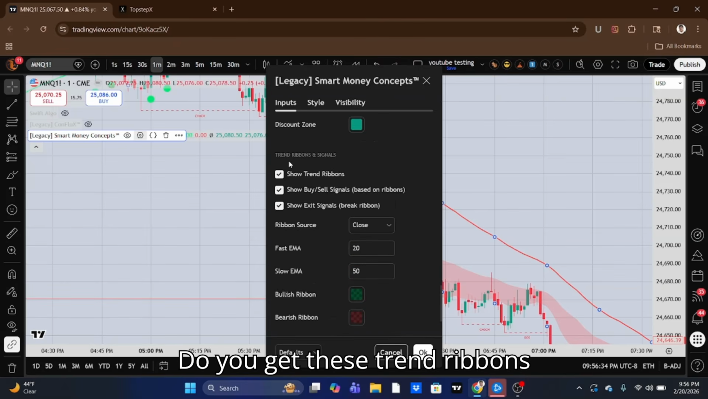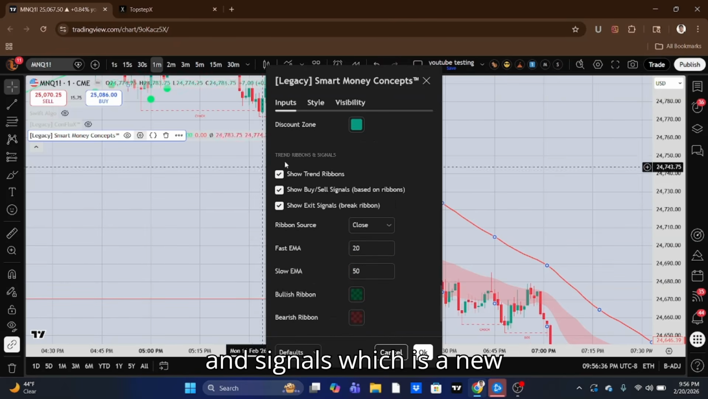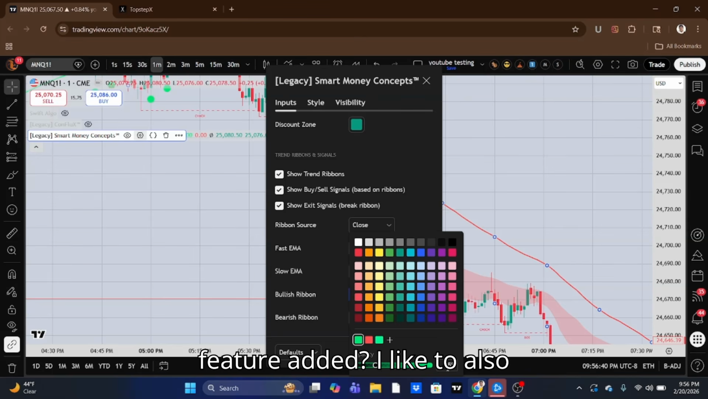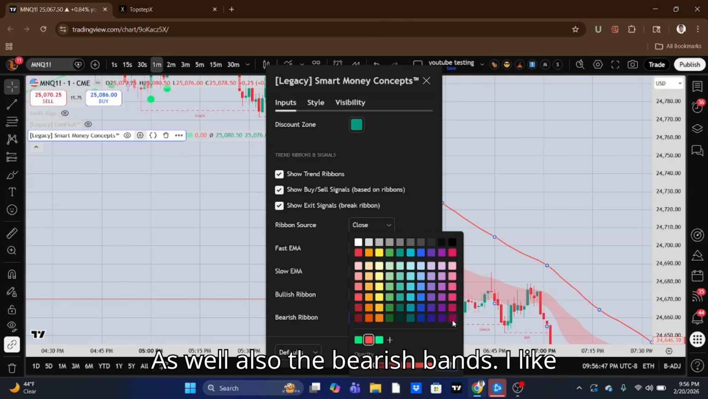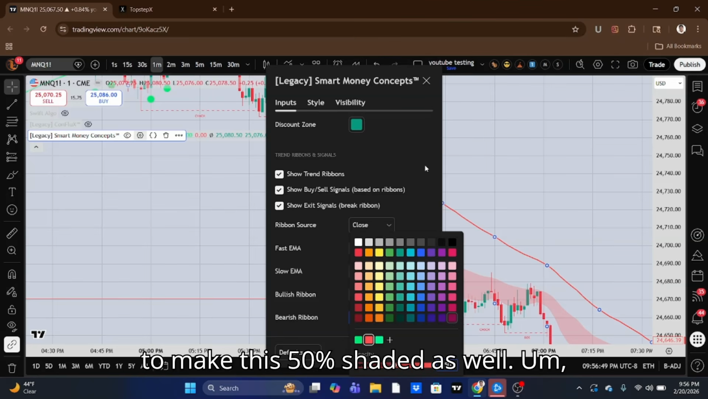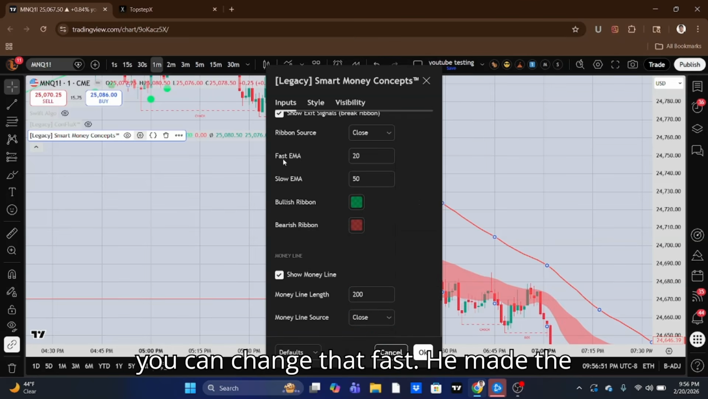You do get these trend ribbons and signals, which is a new feature added. I like to also make this 50% shaded as well. And also the bearish bands, I like to make this 50% shaded as well. You can change the fast EMA, the slow EMA line.